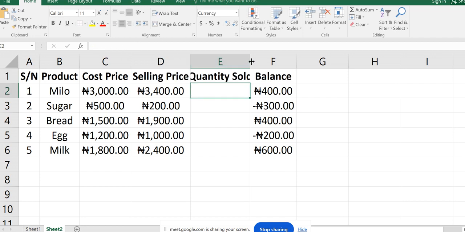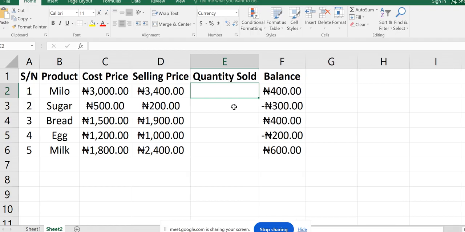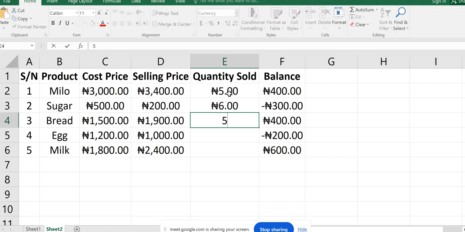So you double click also here to zoom it. So quantity sold, let's say quantity sold for, probably for Milo, they sold just 5 quantity. For sugar, they sold like 6. Don't worry, we'll do the editing. They sold 6 for sugar. Bread, they sold just 5 bread. Egg, they sold like 7. And meat, they sold like 2.